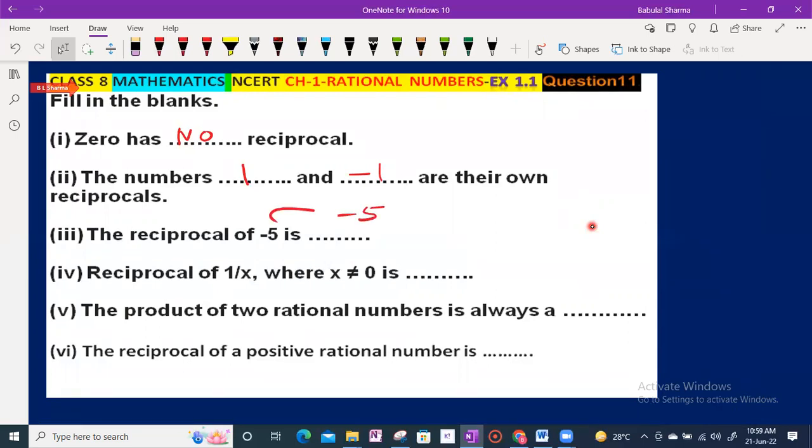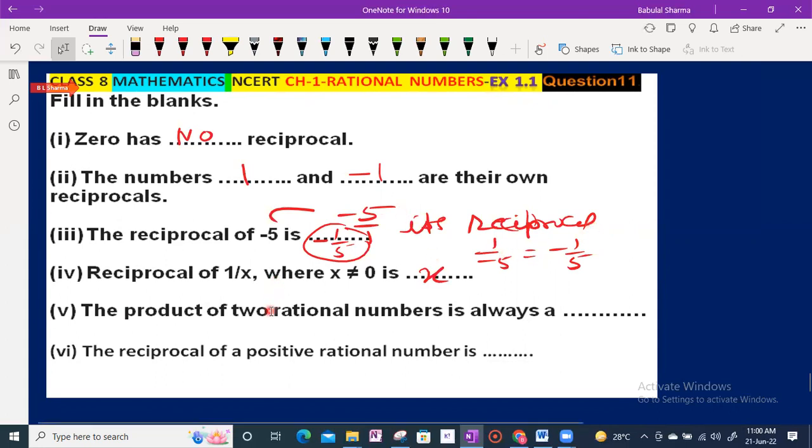And the reciprocal of minus 5: first we can write minus 5 as minus 5 upon 1. Its reciprocal is, अब इसका जो रेसिप्रोकल है, that is 1 upon minus 5. You can write minus 1 upon 5. So what is the answer here? Minus 1 upon 5 is the answer. The reciprocal of 1 upon x, where x is not 0, इसका उल्टा करें, that is x. Reciprocal of 1 upon x is x.